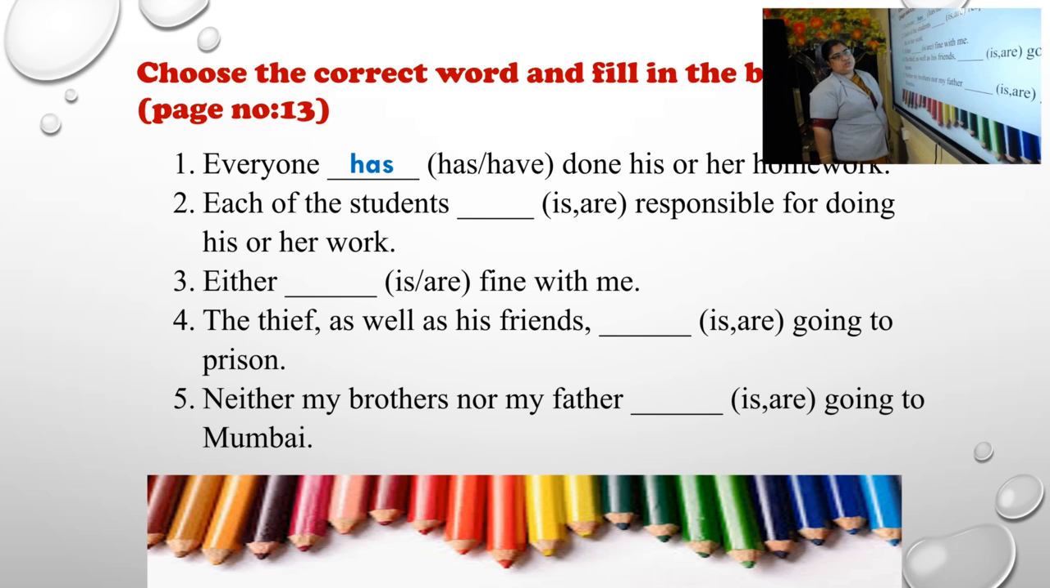Look at the next one. Each of the students is or are, both answers are given, responsible for doing. What is correct? What is the answer? Look at the subject part. Each of, you have studied.